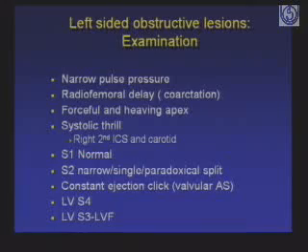LV S4. Left ventricle S4, the fourth heart sound, we get as the left ventricle hypertrophies, with the A wave, meaning atrial contraction. And if there is development of heart failure we get the LV S3.